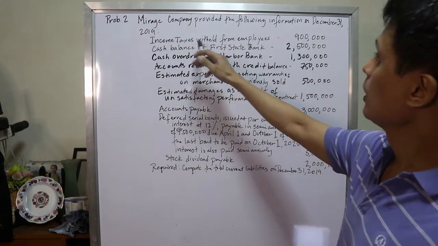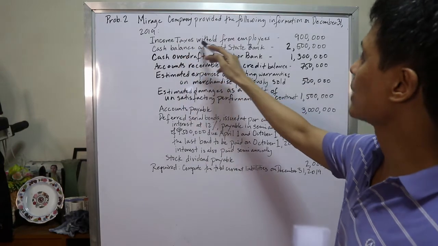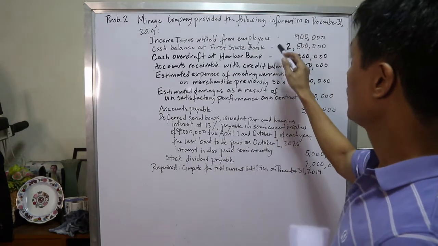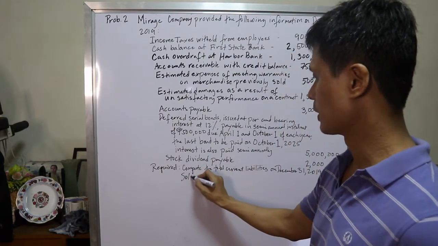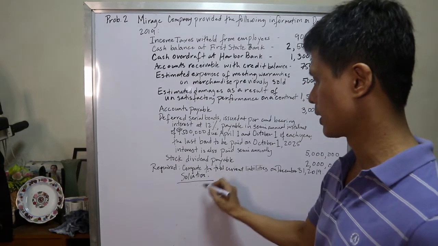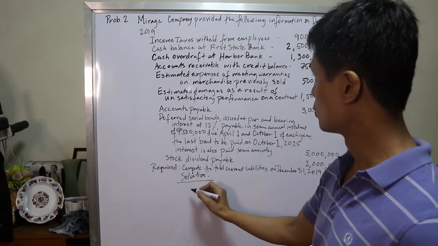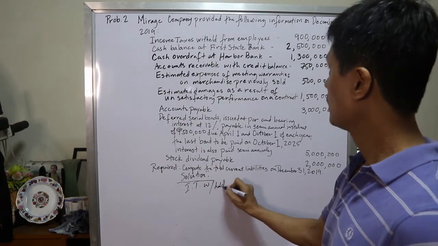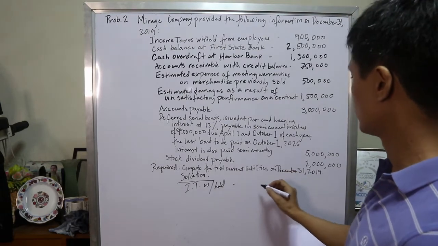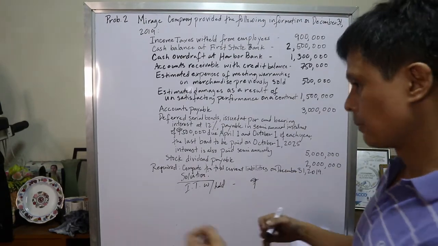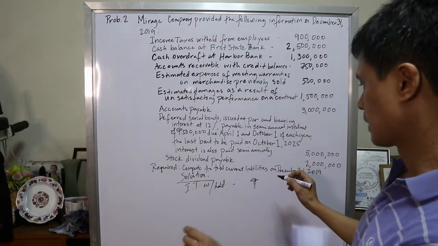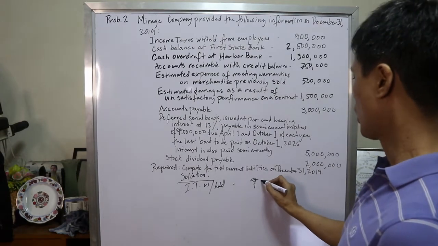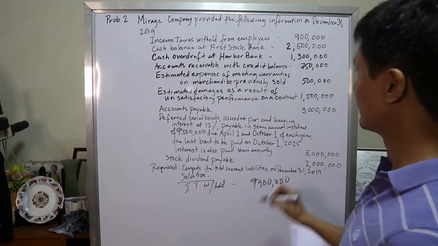Here, number 1 is income tax withheld from employees. That's 900,000, so that would be part of your current liability. So this one is the solution. Let's put here income tax withheld from employees. This is remitted to the BIR, since it is withheld from employees for income tax. So this one is 900,000.